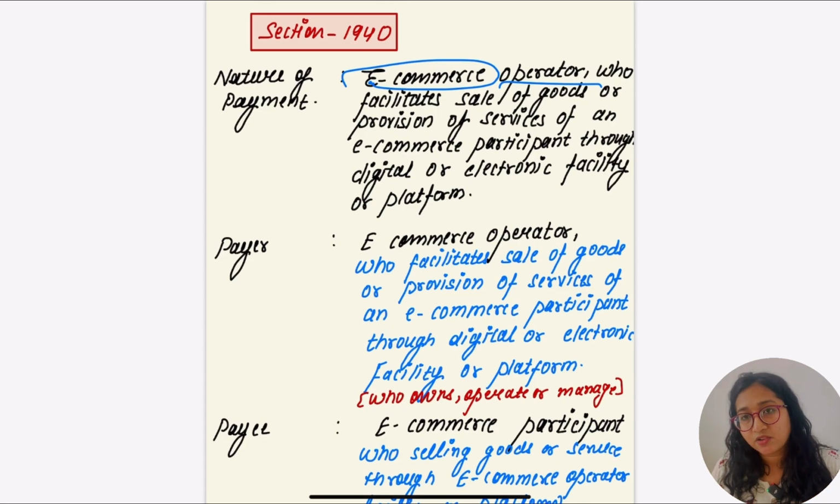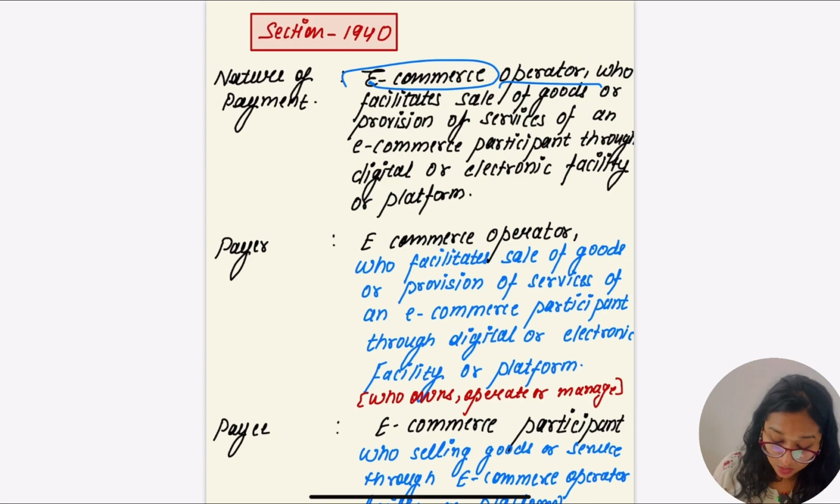An e-commerce operator actually provides a platform, a facility, to enable interaction between a seller and a buyer. For example, online platforms like Amazon, Flipkart, Myntra, Meesho and whatsoever. There are so many. That is the platform which is provided by the e-commerce operator.